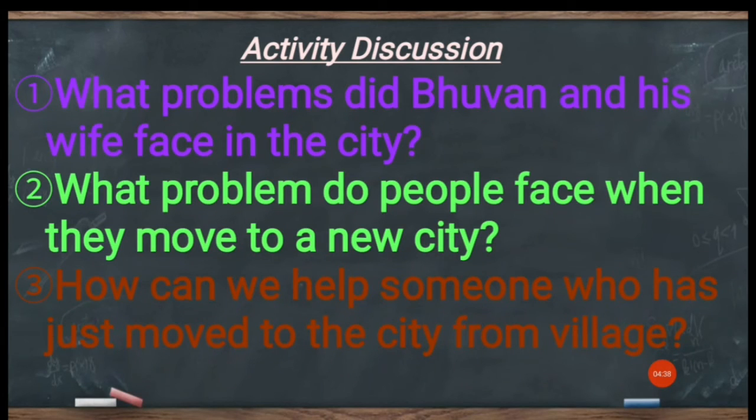So let's discuss some questions related to the activity. My first question is: what problems did Bhuvan and his wife face in the city? I hope you have done it. So let's discuss it.